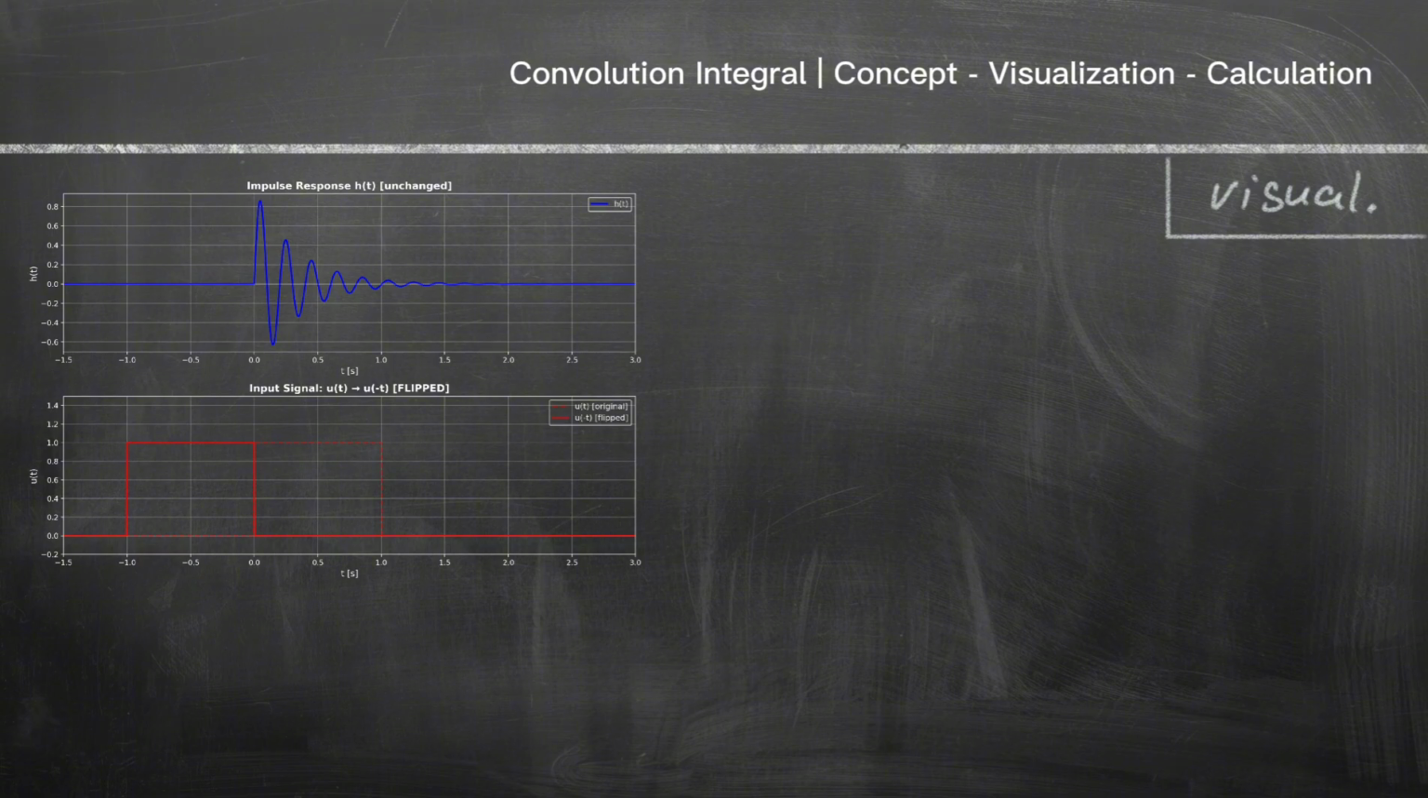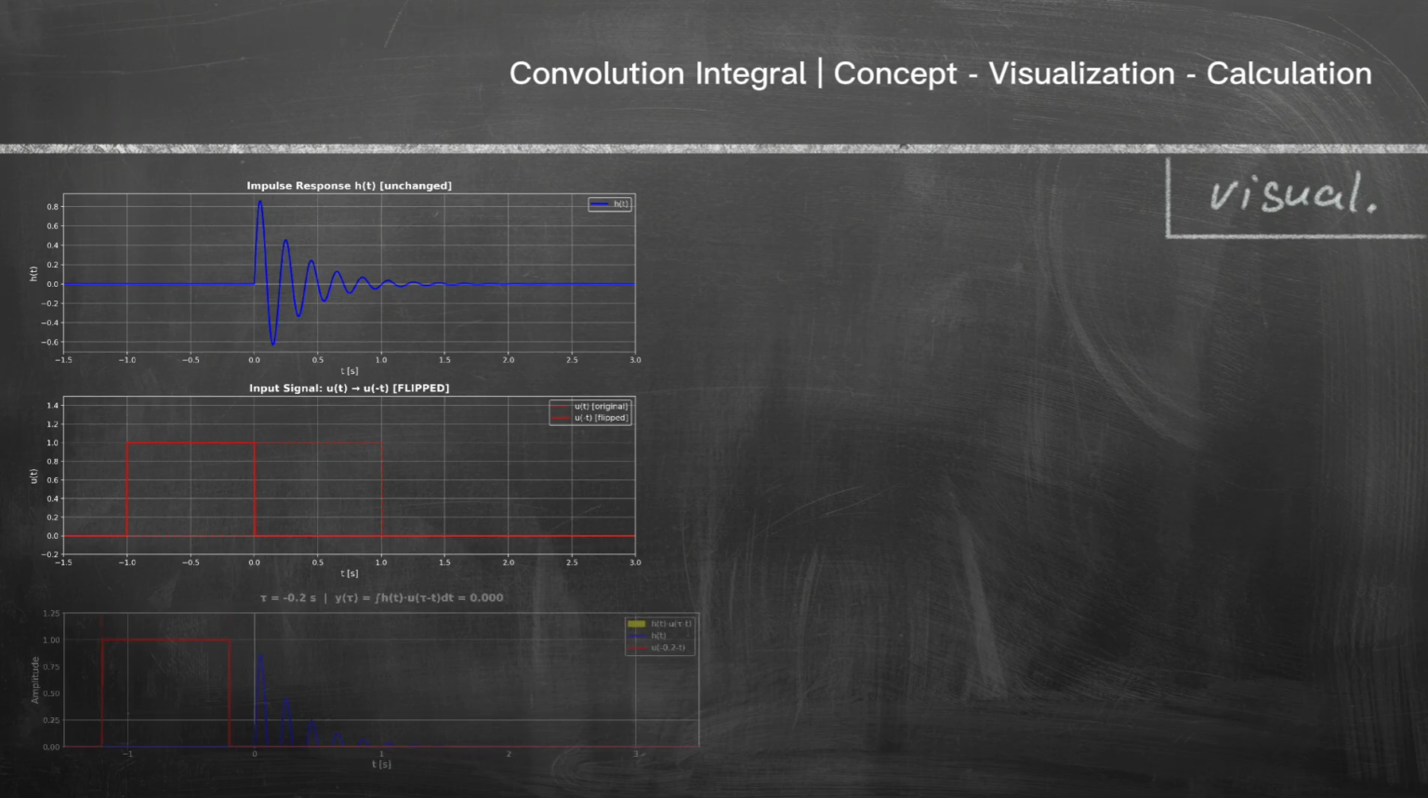Now let's visualize the whole process. At the top, in blue, you see the impulse response function. As the name suggests, it's the reaction of the system to an excitation of a unit impulse. Below that, you see the input signal, first as a dashed line showing the original signal, and then as a solid line showing the mirrored version, which has been reflected at the y-axis.